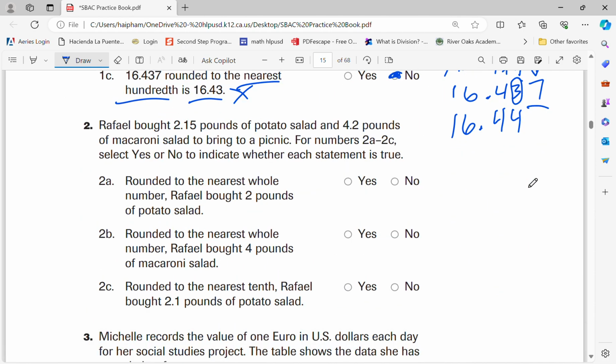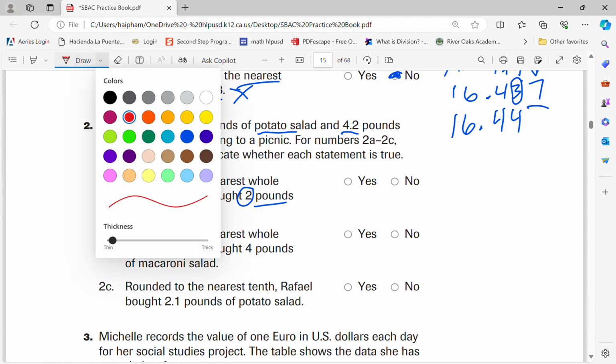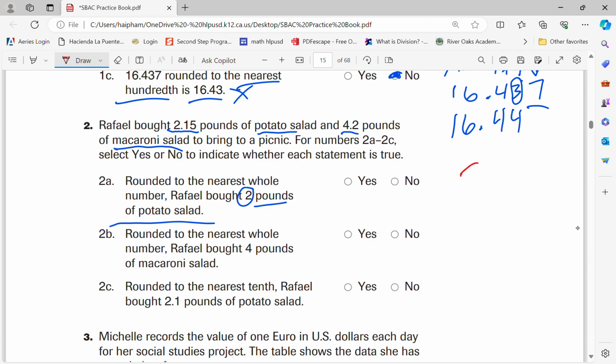Moving on. Number 2, Raphael bought 2 and 15 hundredths pounds of potato salad and 4 and 2 tenths pounds of macaroni salad to a picnic. For numbers 2a through 2c, select yes or no to indicate whether each statement is true. The first statement says, rounded to the nearest whole number, Raphael bought 2 pounds of potato salad. Here we're talking about potato salad, so let's work with our 2 and 15 hundredths, since that's the amount of potato salad Raphael brought in.